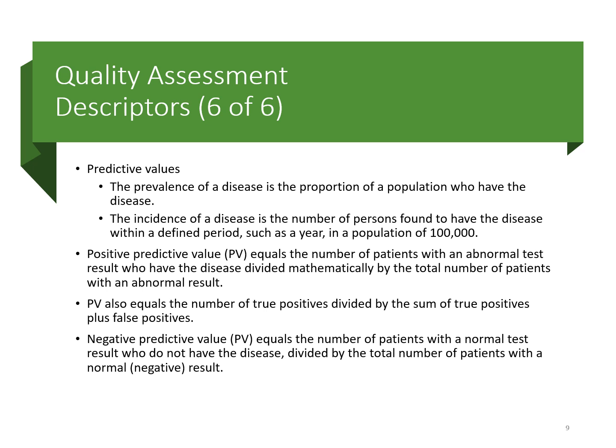So your positive predictive value equals the number of true positives divided by the sum of true positives plus false positives. This is what the manufacturer is going to do to help promote the sale of this particular analyte. They're also going to give you the negative predictive value, which is the number of patients with a normal test result who do not have the disease, divided by the total number of patients with a normal negative result.